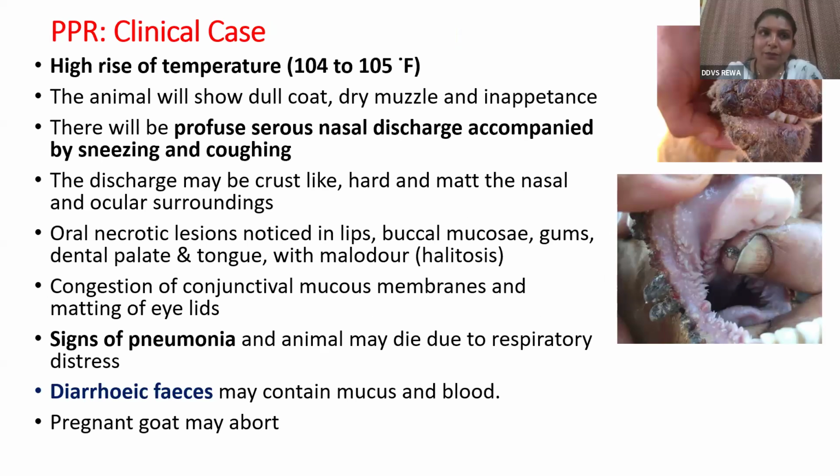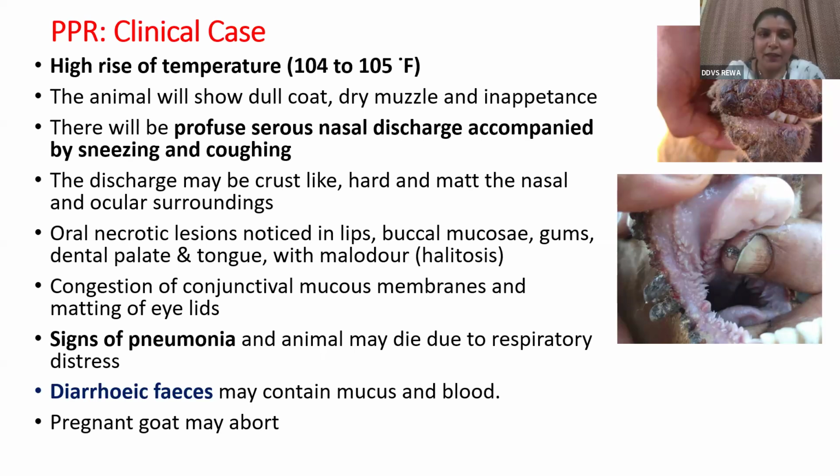So the clinical case of PPR is manifested by a high rise in temperature, dull coat, dry muzzle, and inappetence, and there is a profuse serous nasal discharge accompanied by sneezing and coughing, and these discharges become crusted and mat the nasal and oral surroundings. There is also involvement of the oral cavity. There is development of necrotic lesions in the lips, buccal mucosa, gums, and tongue with malodor, halitosis. There is also involvement of the conjunctiva, with congestion of the conjunctival mucous membrane.